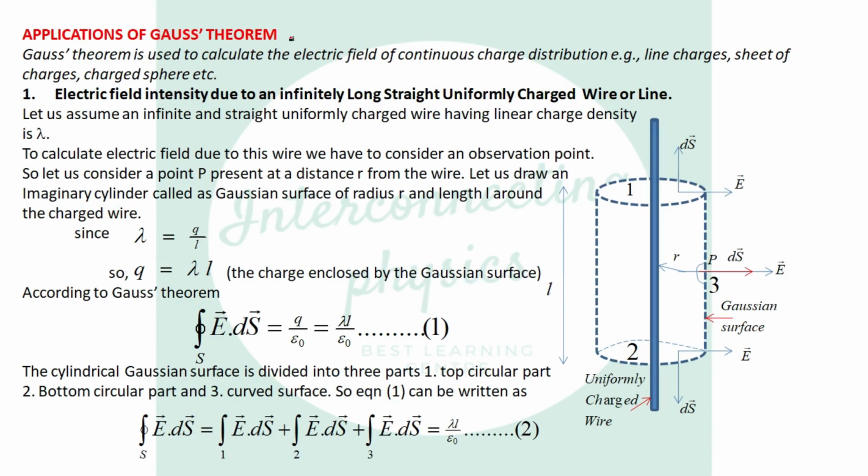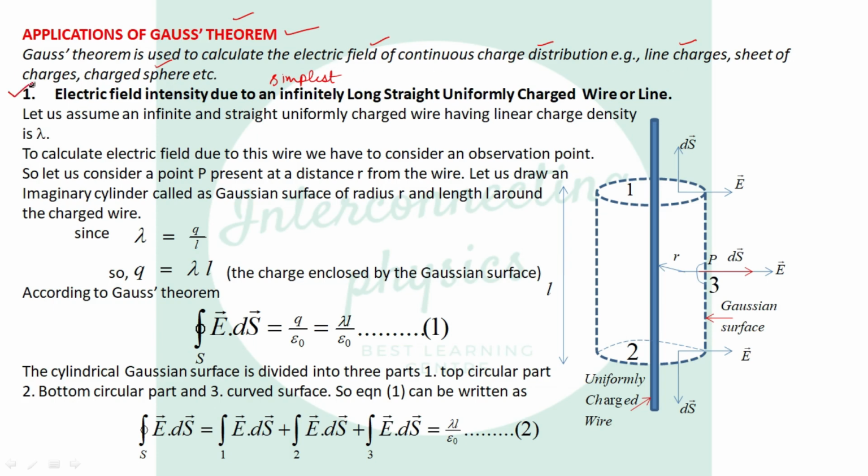So, applications of Gauss theorem. First of all, what is the application of Gauss theorem? What is the use of Gauss theorem? Gauss theorem is used to calculate the electric field of continuous charge distributions like line charges, sheets of charge or a charged sphere. Students, there are many ways to calculate the electric field, but Gauss theorem gives us the simplest method to calculate the electric field due to a continuous charge distribution.